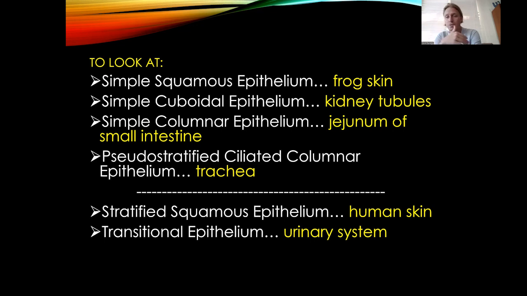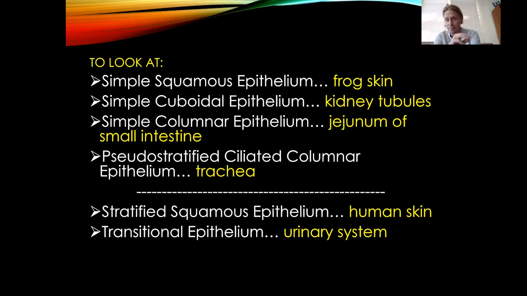For simple cuboidal, what we're going to use is kidney tubules. Your kidneys are responsible for filtering your blood. If you cut open a kidney, there's millions of little tubules that are running through it that are part of filtration or the filtering of that blood. Well, if you took a cross-section of those tubes, you would find that simple cuboidal epithelium that is surrounding the lumen of those tubules.